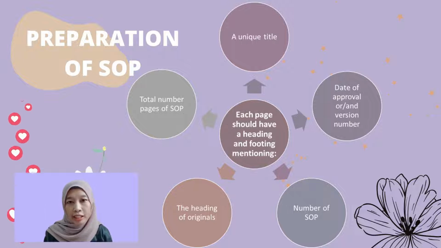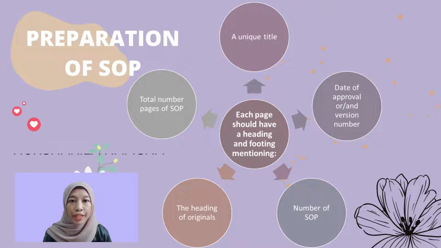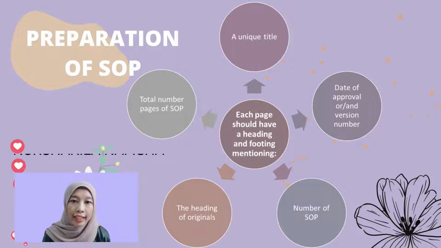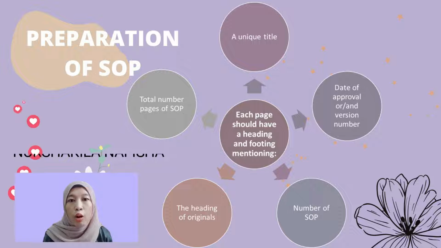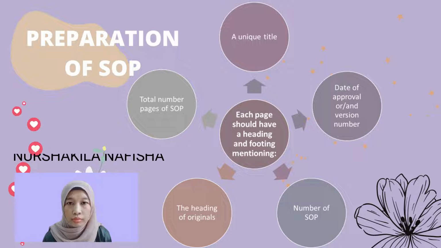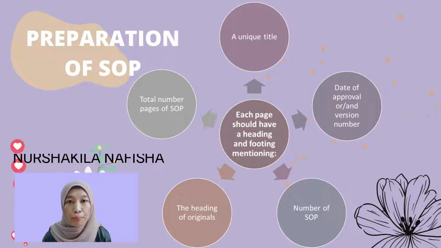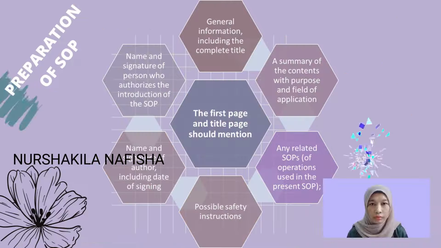Preparation for standard operating procedure. Firstly, each page should have a heading and footing mentioning the unit title, date of approval, and the number of the SOP, which is preferably with categories. The heading also should mention the total number of pages of the SOP. The heading of the original should preferably be printed in a color other than black.